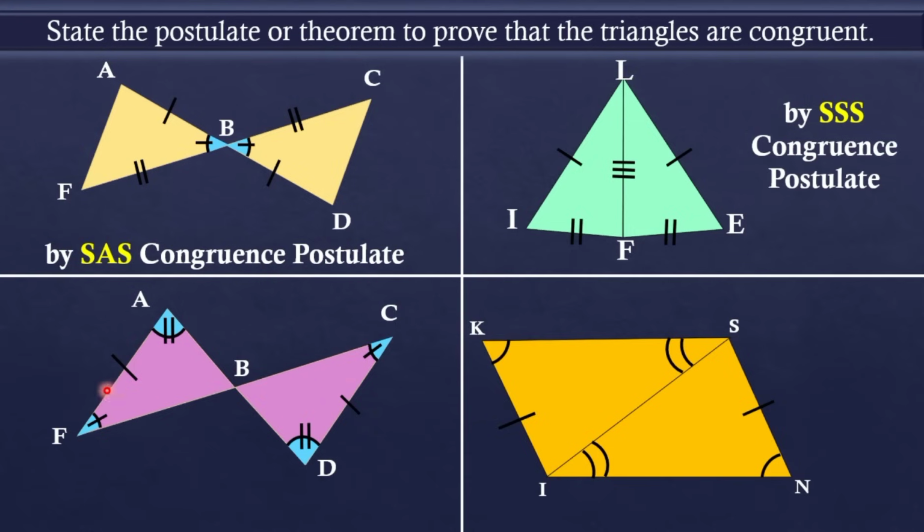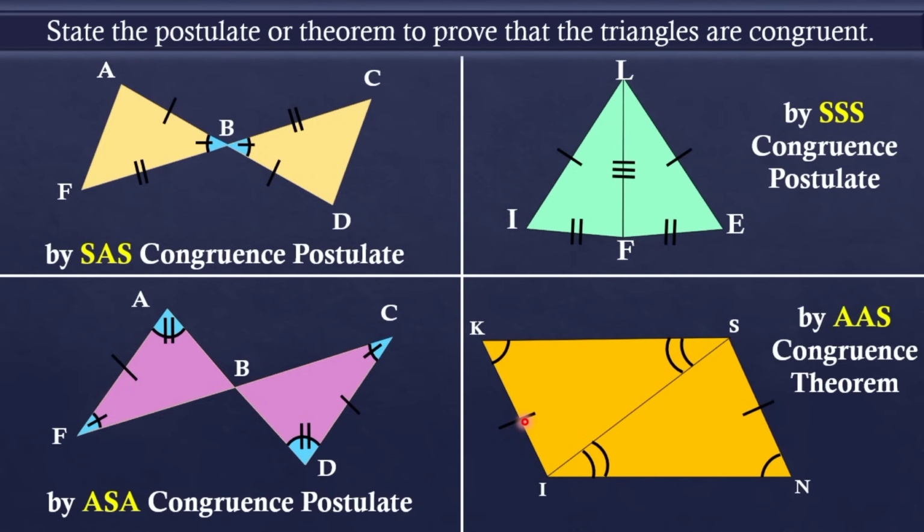This one, we have your side here is included, and then another side, which is congruent also to another triangle. So therefore, this is ASA congruence postulate. And this one, we have 2 angles, but your side is not included. So, therefore, this is AAS congruence theorem, or pwede rin po itong SAA. So, these are the postulates or theorem we can use in proving triangle congruence, or para ma-prove natin that the two triangles are congruent.